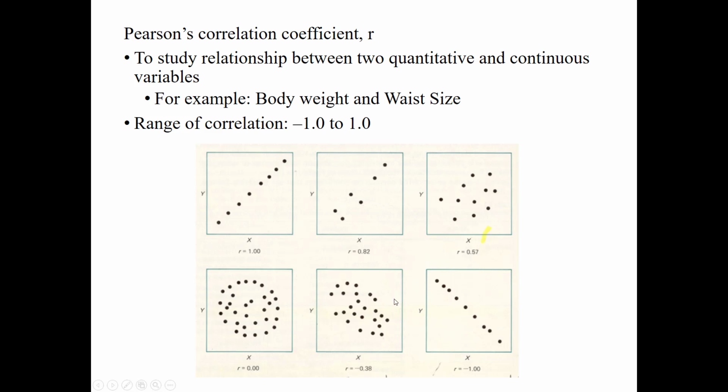When you reduce the number, R equals 0.57, it's a moderate correlation. Similar in the other direction, which is negative correlation. If the R value equals minus 0.38, you have a weak negative correlation. So I would like to show you one example. I have a database about body weight and waist size, just as an example.